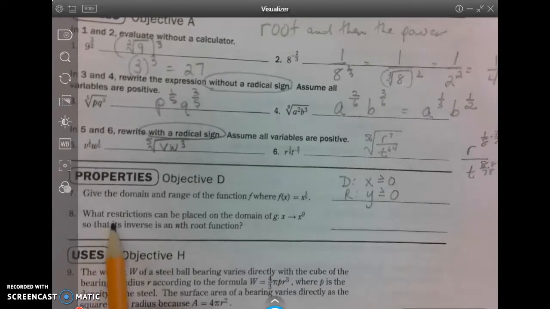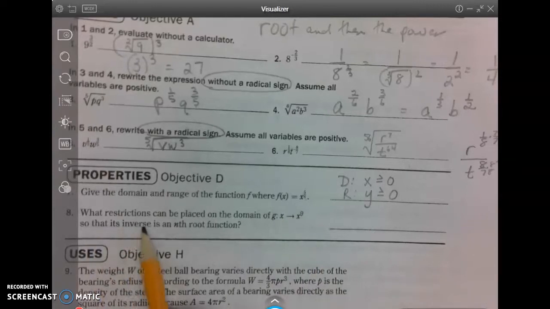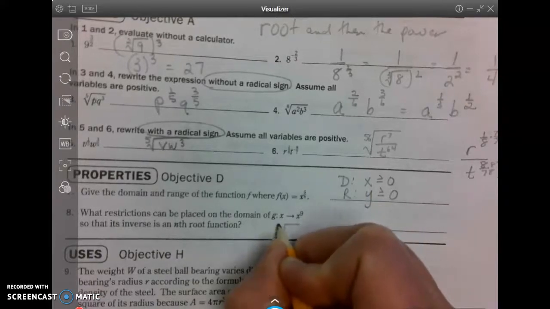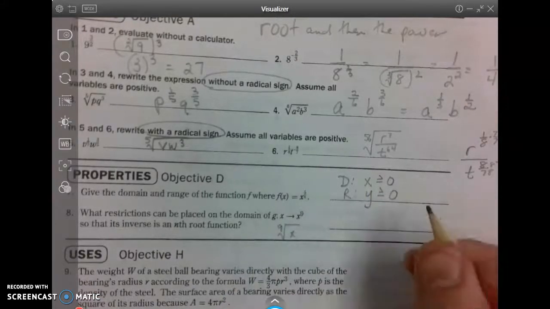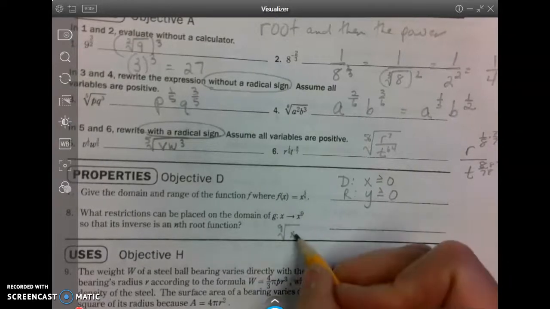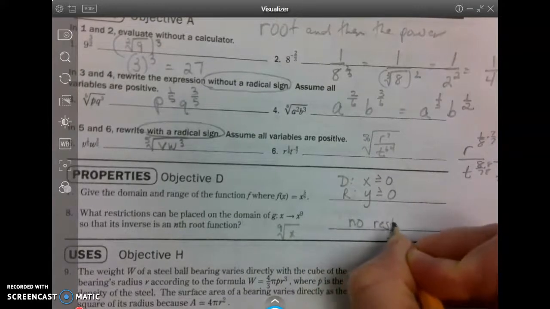And number 8, what restrictions can be placed on the function with the domain where f of x is x to the 9th, so that its inverse is an nth root function? Well, we want to make sure that when we have the 9th root of x, what would be the restrictions on that? Well, there wouldn't be. You can have positives, negatives, or zeros, so there are no restrictions.